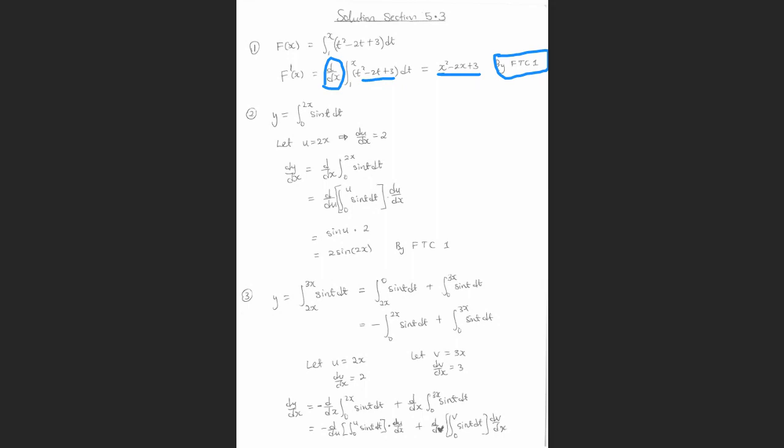Now for the second one, look at what happened here. This is not in the standard form that you know, from a to x. This is from a to 2x, where a is 0. So the first thing you need to do is deal with this 2x. How do we do that? We let u be 2x. Therefore, du dx is equal to 2. Remember, you're looking for y prime, the derivative of that integral. So dy dx becomes d dx of the integral from 0 to 2x of sine t dt.